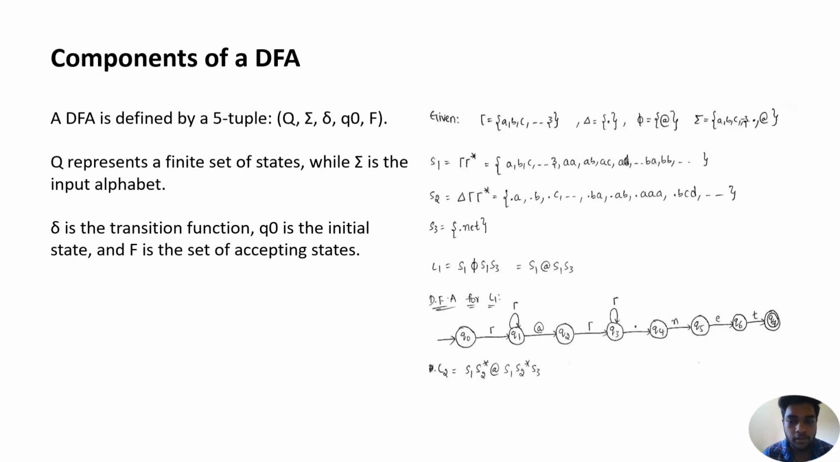The components of DFA. What are the different components present in a DFA? A DFA is defined by a 5-tuple. Q represents a finite set of states, while sigma is the input alphabet. Delta is the transition function, Q naught is the initial state, and F is the set of accepting states. As you can see on the right hand side, there is a simple example of a DFA.